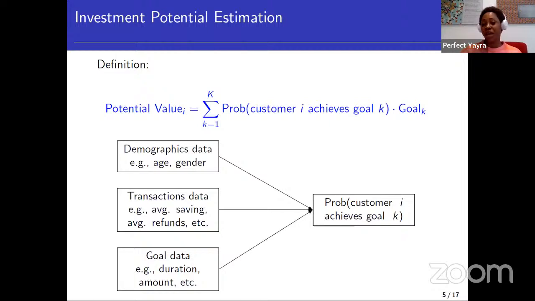Now, in the app, you can have multiple goals, like you can set different goals at a time. So at a point in time, a customer can have maybe 5 goals running in the app. We estimate the probability of each goal for each client, and then we sum that up. So it's more like the expected value of the customer considering all the individual goals. Now, how do we come up with this probability? We use the demographic data, the transaction data and the goal data, which is the behavior of the customer over a period of time using this app. We use this data to build a model that would predict the probability of the customer achieving this goal.